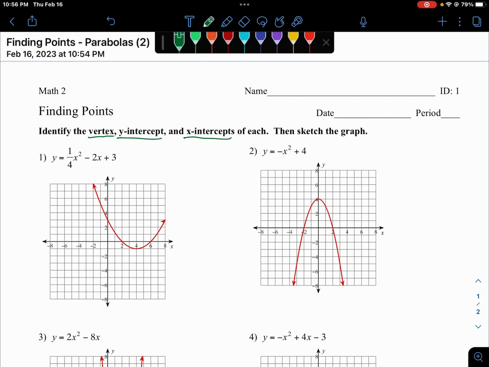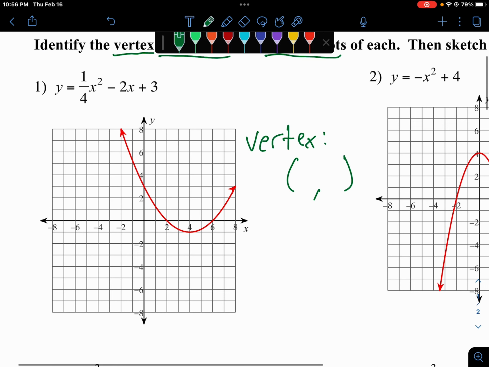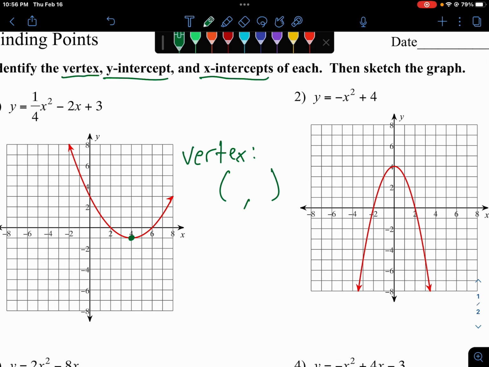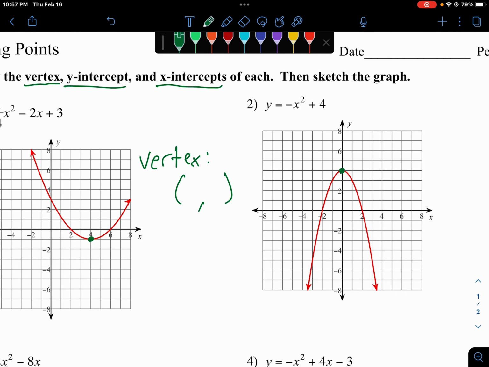So the vertex is, and what you're doing is you're finding ordered pairs, so points on the graph. So on number one, the vertex is the bottom of the graph, or on number two, the top of the graph. I know these graphs kind of look like U's. So like the bottom of the U or the top of the upside down U, right? Or you can think about it as like a valley or a hill, right? Like this would be a valley and that's a hill. So just like the bottom or topmost point.